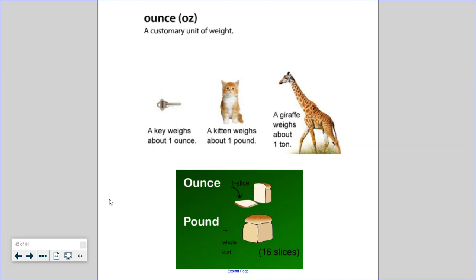So if we were in the classroom, I would actually have things for you to hold and feel so that you could see what an ounce feels like and what a pound feels like, not what a ton feels like. But we unfortunately can't do that. So I'm going to have to ask you to use your imagination or maybe to find things around your house. So a key. Many of you have held a key before, hopefully most of you. That's about an ounce, not real heavy. A kitten weighs about a pound. Now, a full-grown cat is going to weigh more than a pound, but a kitten weighs about a pound. A giraffe would weigh about a ton.